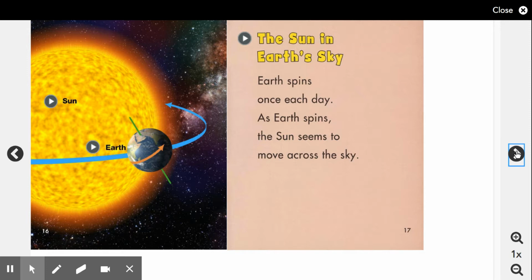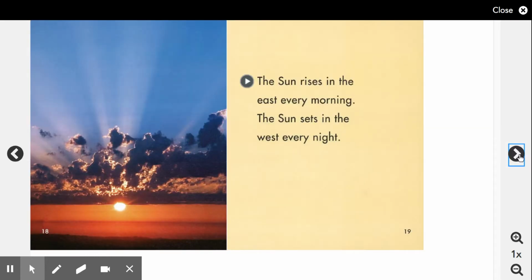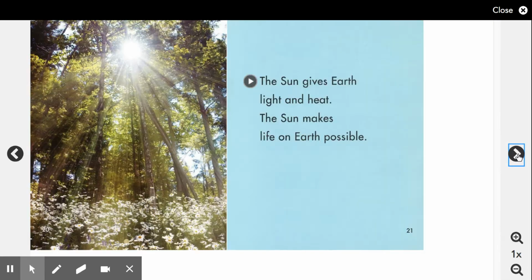Such good listeners today. The sun in Earth's sky. Earth spins once each day. As Earth spins, the sun seems to move across the sky. So there is the Earth with an arrow showing how it spins, rotating around the sun. The sun rises in the east every morning. The sun sets in the west every night. The sun gives Earth light and heat. The sun makes life on Earth possible.